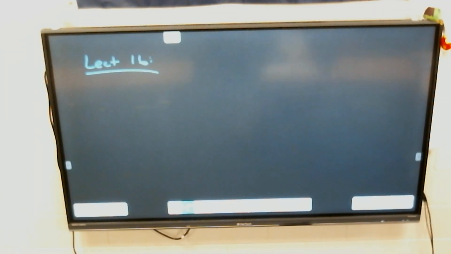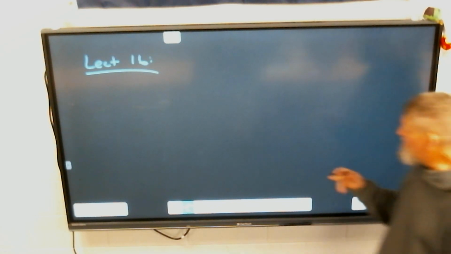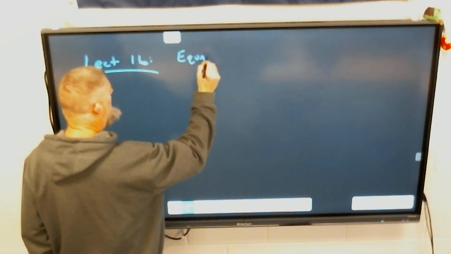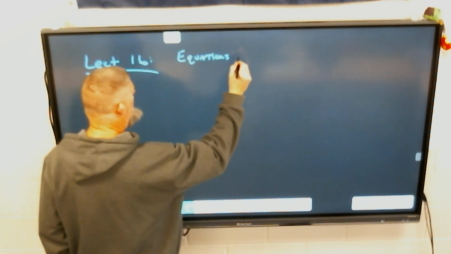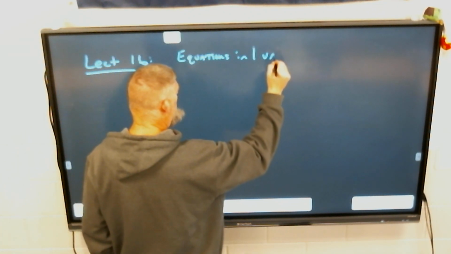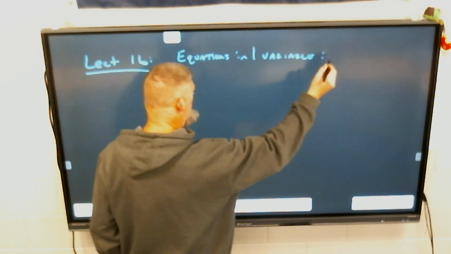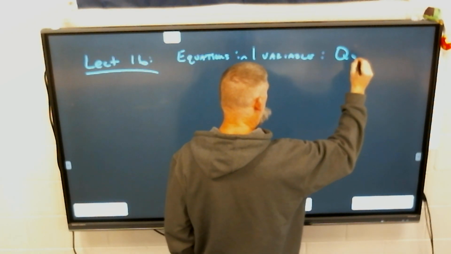It's once again equations in one variable, but it's not going to be linear. We're going into the wonderful topic that you've had many, many times before: quadratics.